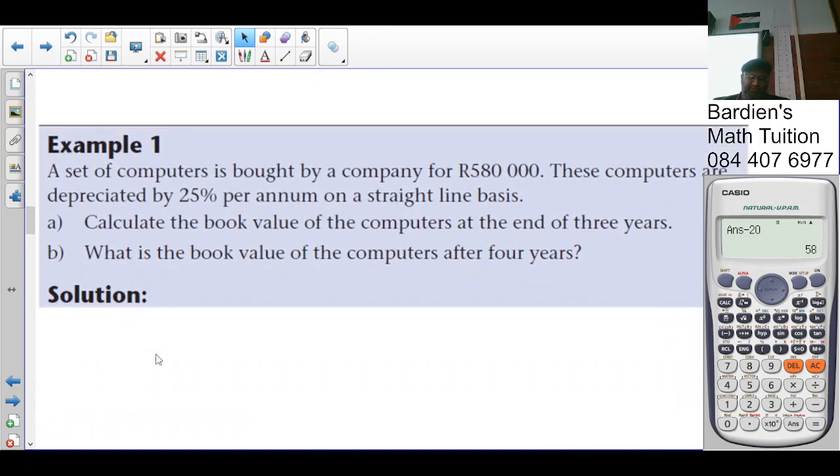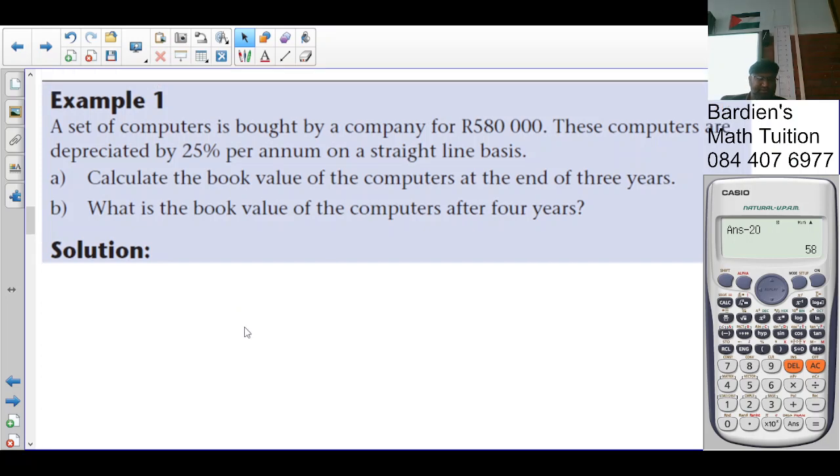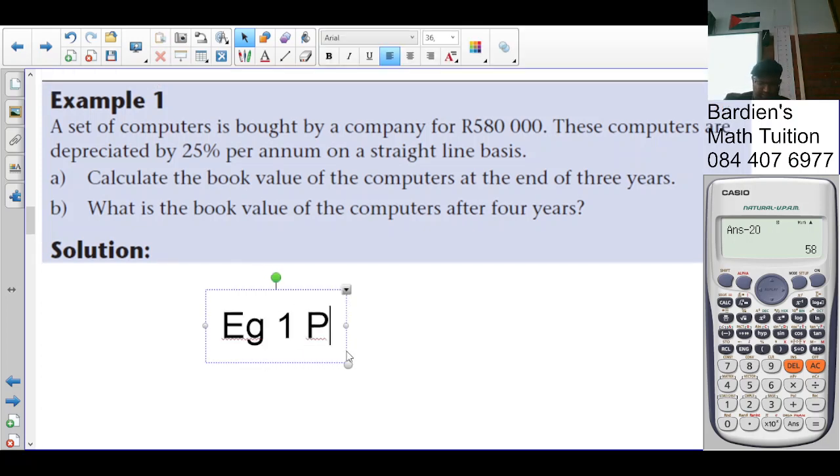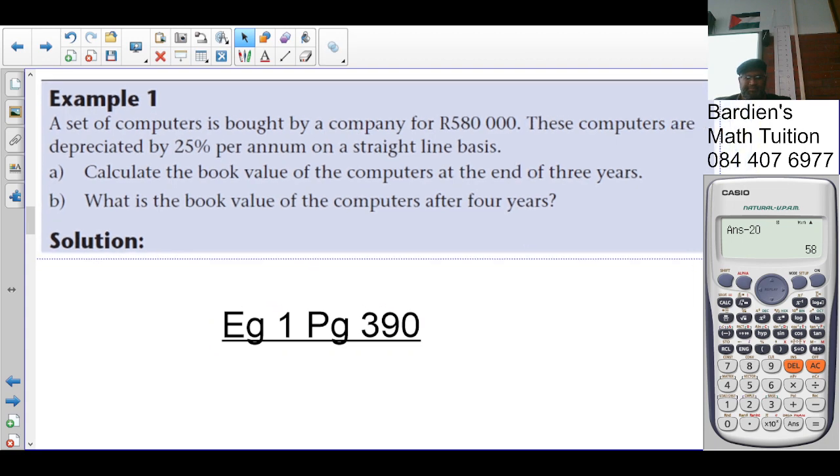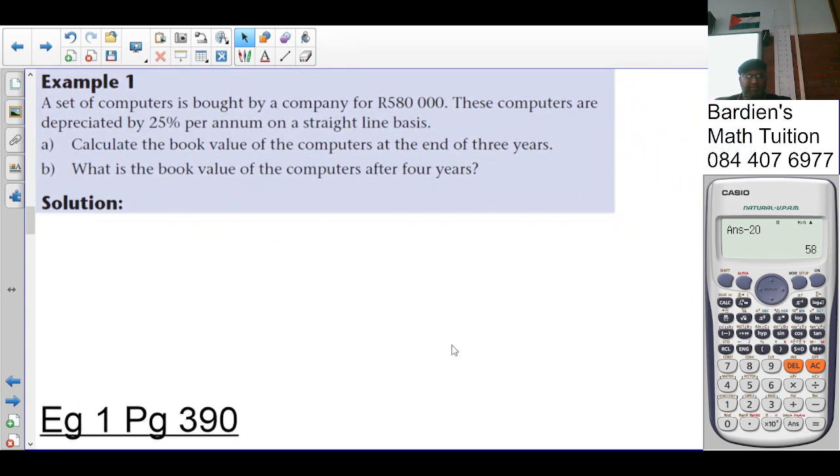Let's look at example 1, which is on page 390. Here we are told that a set of computers is bought by a company for 580,000 rand. These computers are depreciated at 25% per annum on a straight line basis. The question says, calculate the book value of the computers at the end of 3 years.